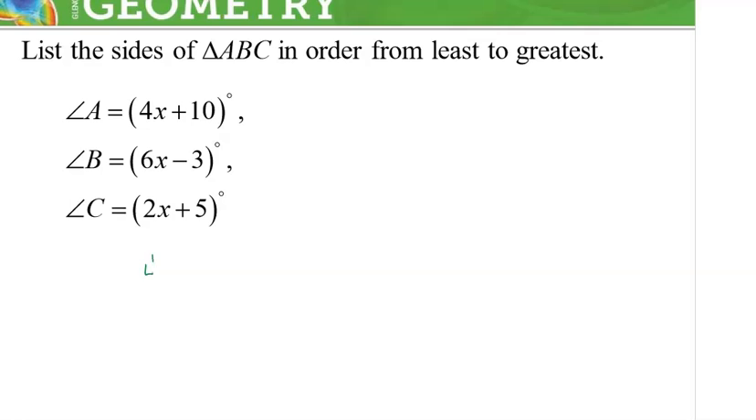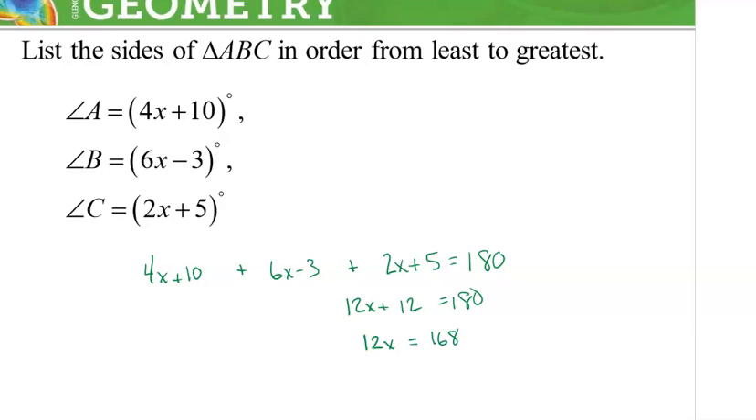So I'm going to take 4x plus 10 and add that to 6x minus 3 and add that to 2x plus 5. And that equals 180 degrees. So then we'll solve this. Combine like terms, subtract 12 from both sides. So 12x equals 168, and then divide by 12 and we get x equal to 14.